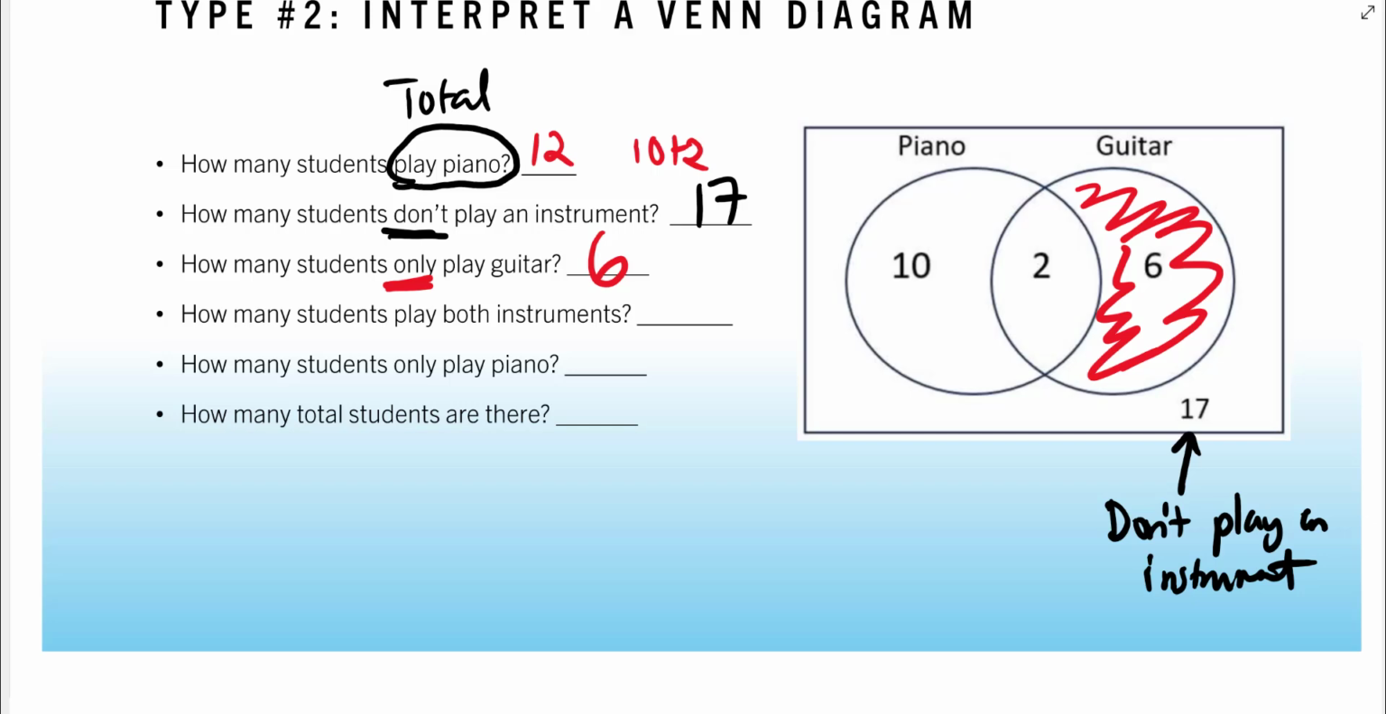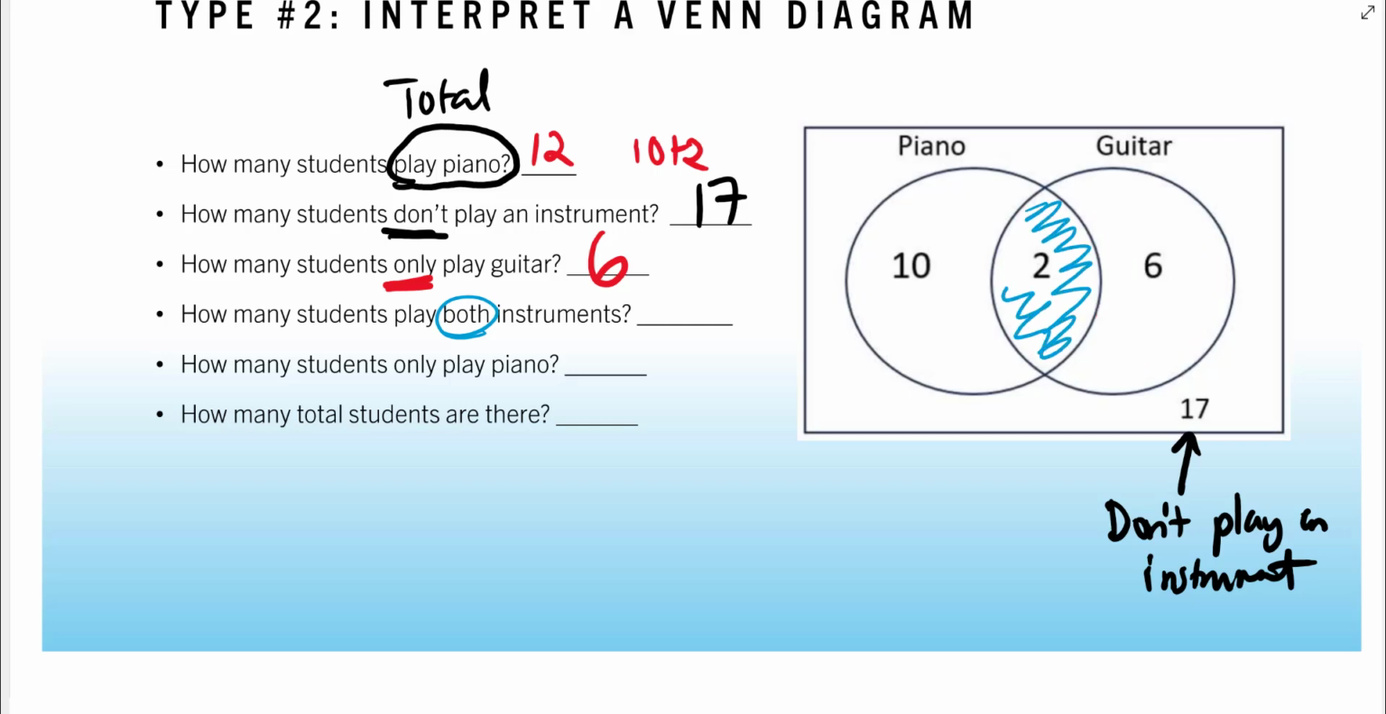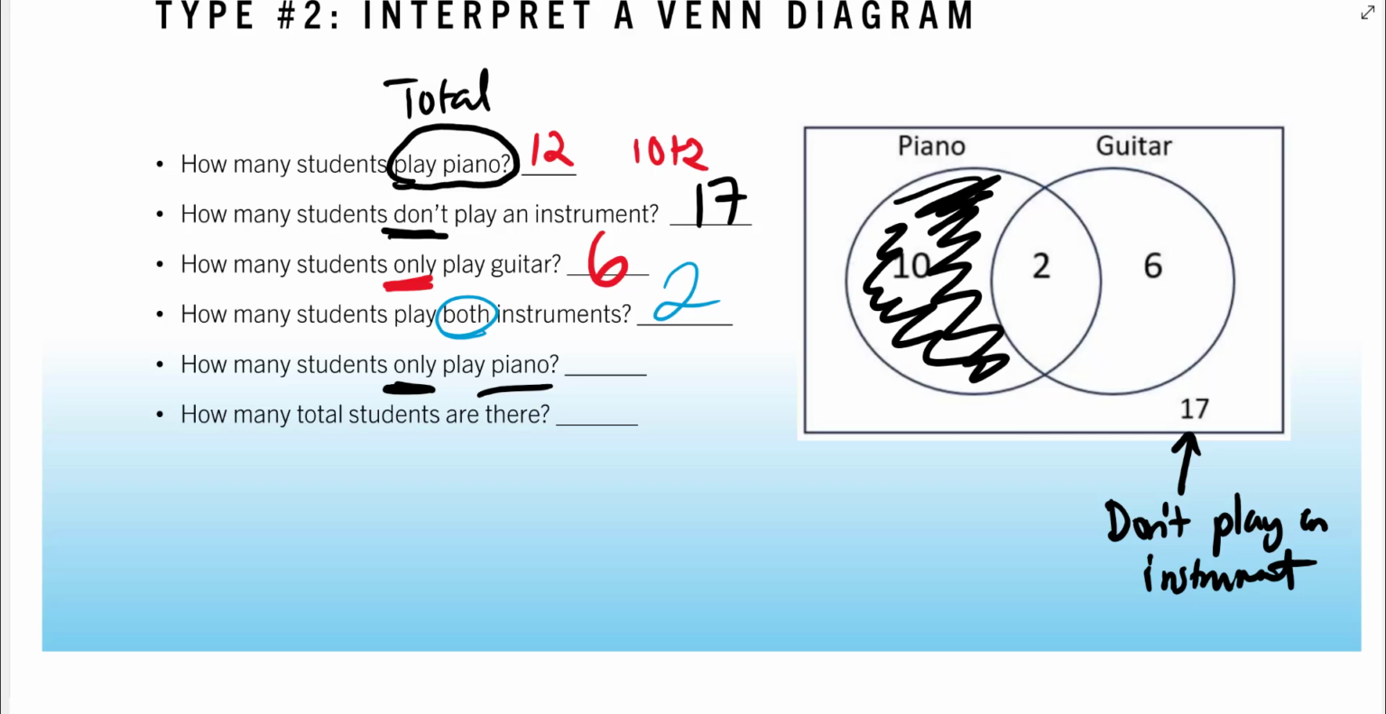All right, the next question is, how many students play both instruments, piano and guitar? La siguiente pregunta es sobre cuántos estudiantes tocan los dos instrumentos de piano y guitarra. So, in this case, both means the middle. Eso significa el medio. So it'd be 2. Next is, how many students only play piano? So the only students that play piano are these 10 students.